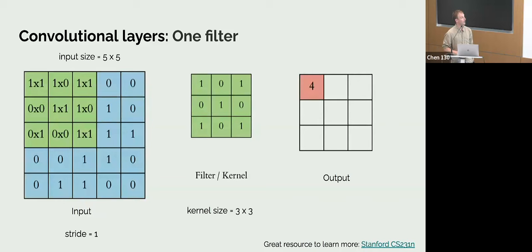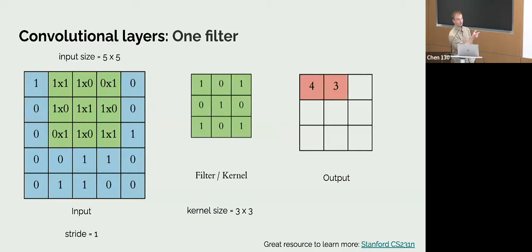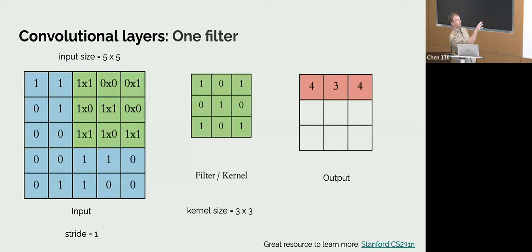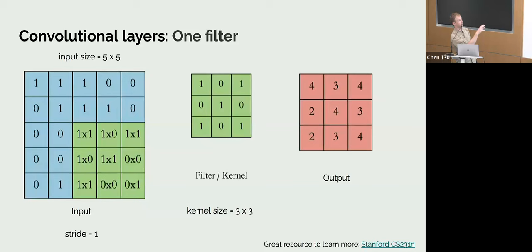So for one filter, the things that you can tweak are the kernel size, like Chris asked. This is a 3x3 kernel, so you're passing this 3x3 window over the input. You can also modify the stride, which is how big of a step this kernel takes between each multiplication. This has a stride of one because it's moving over to the right one, and then once it hits the end, it goes down one.